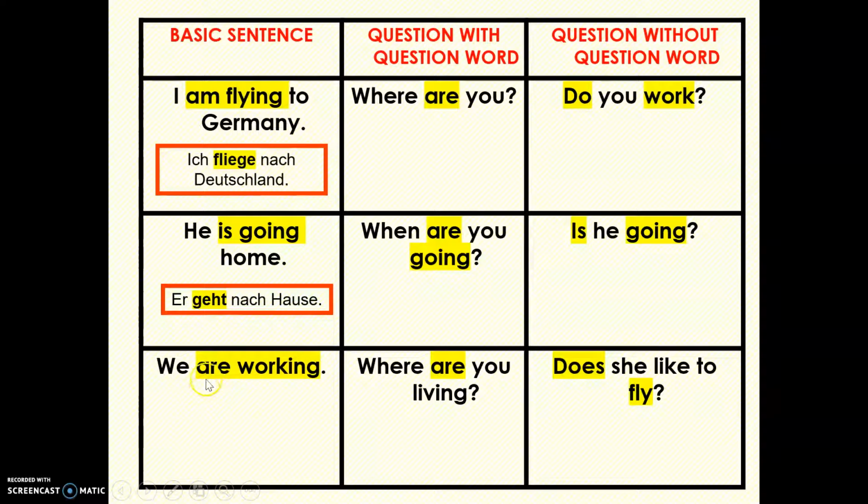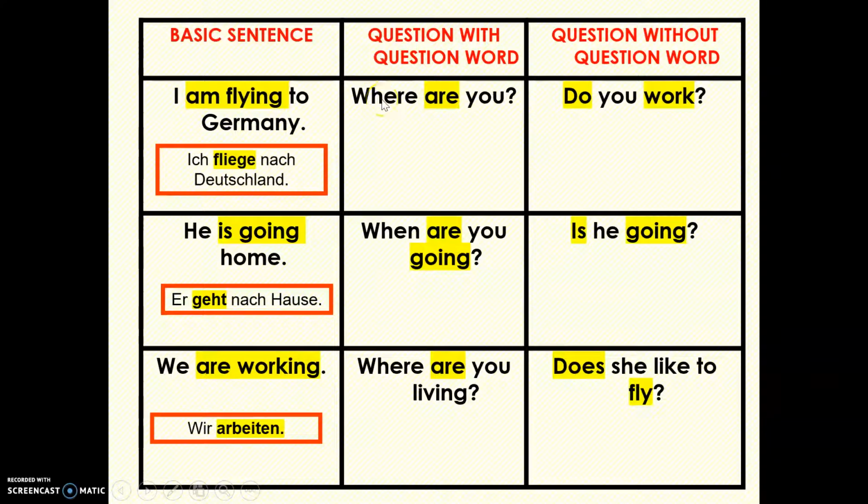In the third example, again, we have two verbs, are working. We are working. We're going to get rid of the are because it carries no meaning, and we're going to conjugate working. We takes the infinitive, so it's just a two-word sentence. Wir arbeiten. Now we're going to look at the second column here, which is a question with a question word.